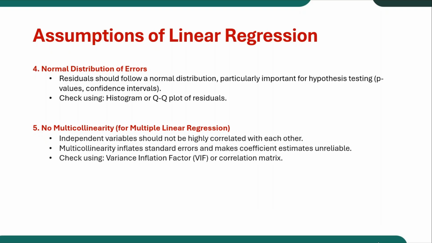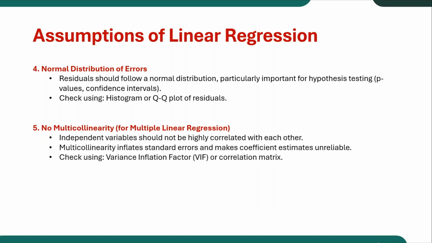5. No multicollinearity for multiple linear regression. This assumption applies specifically to multiple linear regression. It states that independent variables should not be too highly correlated with each other. If they are, it leads to multicollinearity, which inflates standard errors and makes the coefficient estimates unstable and unreliable. To detect this, we use tools like the variance inflation factor, VIF, or a correlation matrix.